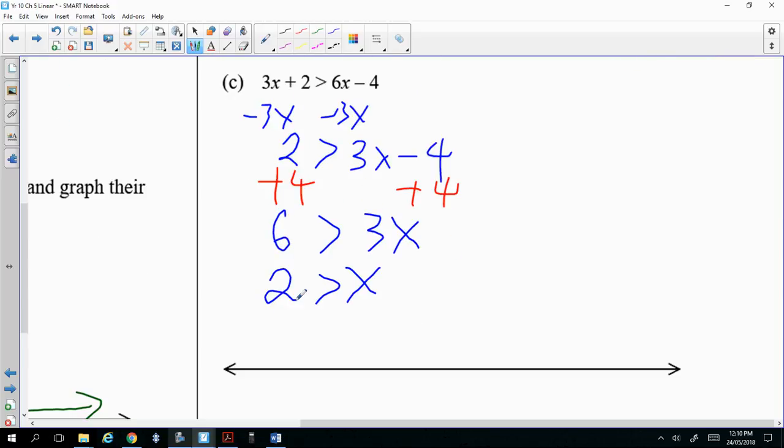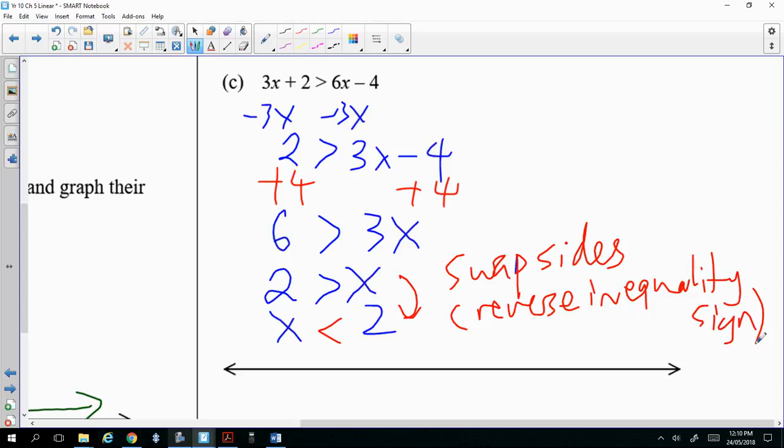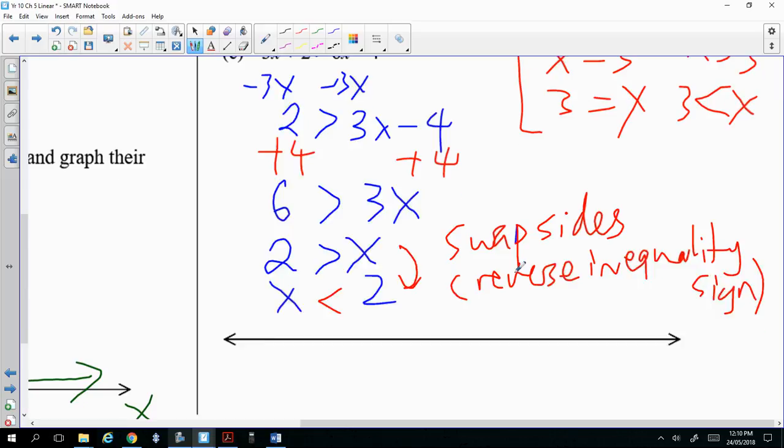Now you're going to swap the sides. When you swap the sides, you also swap the inequality. So when we swap sides, you have to reverse the inequality sign. There's no problem with x equal to 3, 3 equal to x. But if you write x bigger than 3, 3 will be less than x. So there's a problem with inequality, but not with equality. Alright, so let's draw the graph of this on a number line.